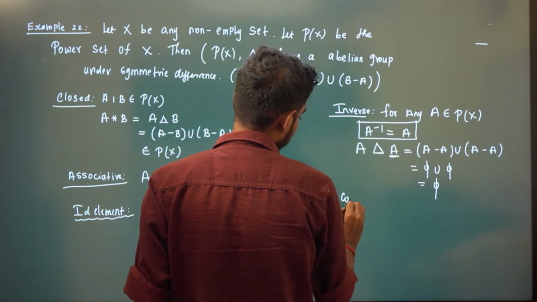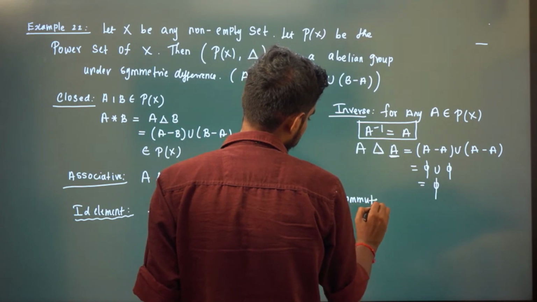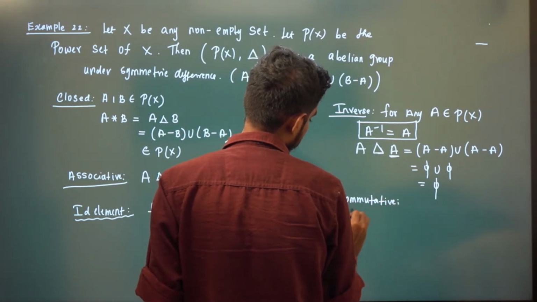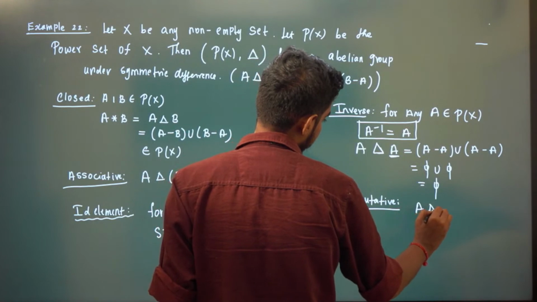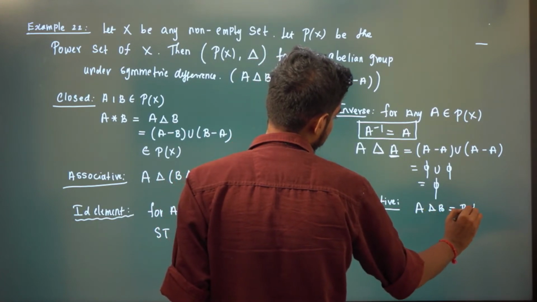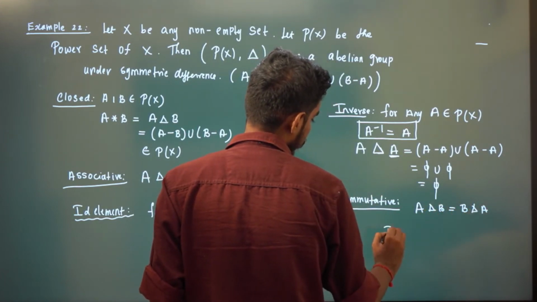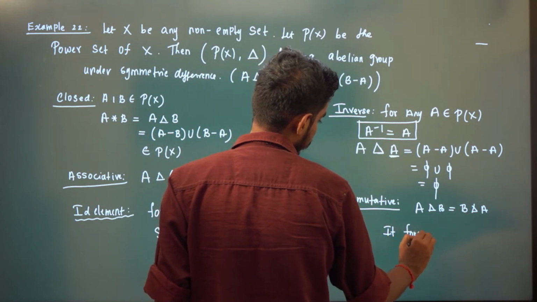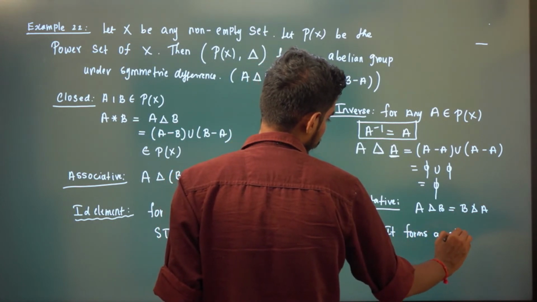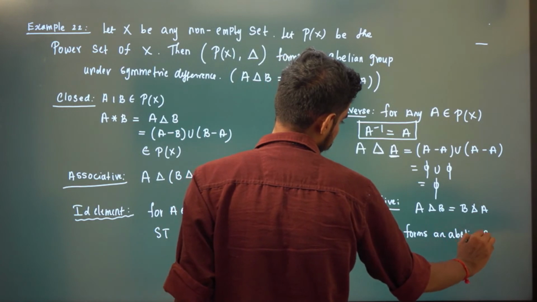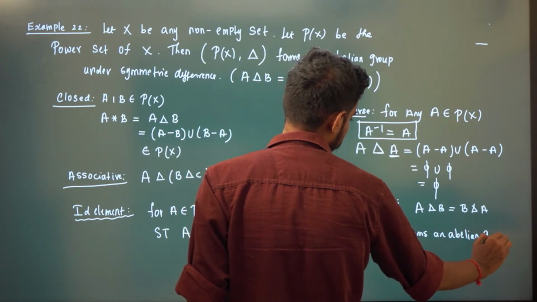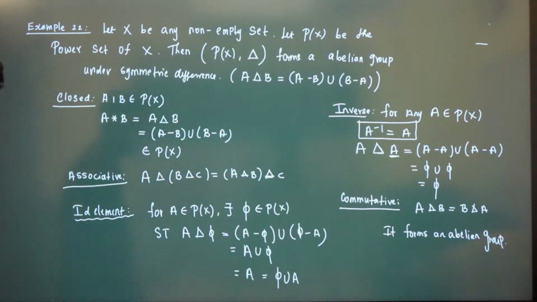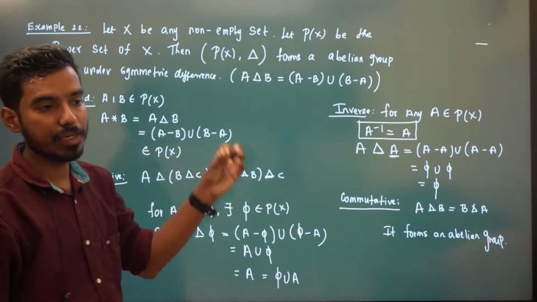And it is commutative also, because A symmetric difference B is the same as B symmetric difference A. So it forms an abelian group. Is it clear? See, this is the set operations, right?